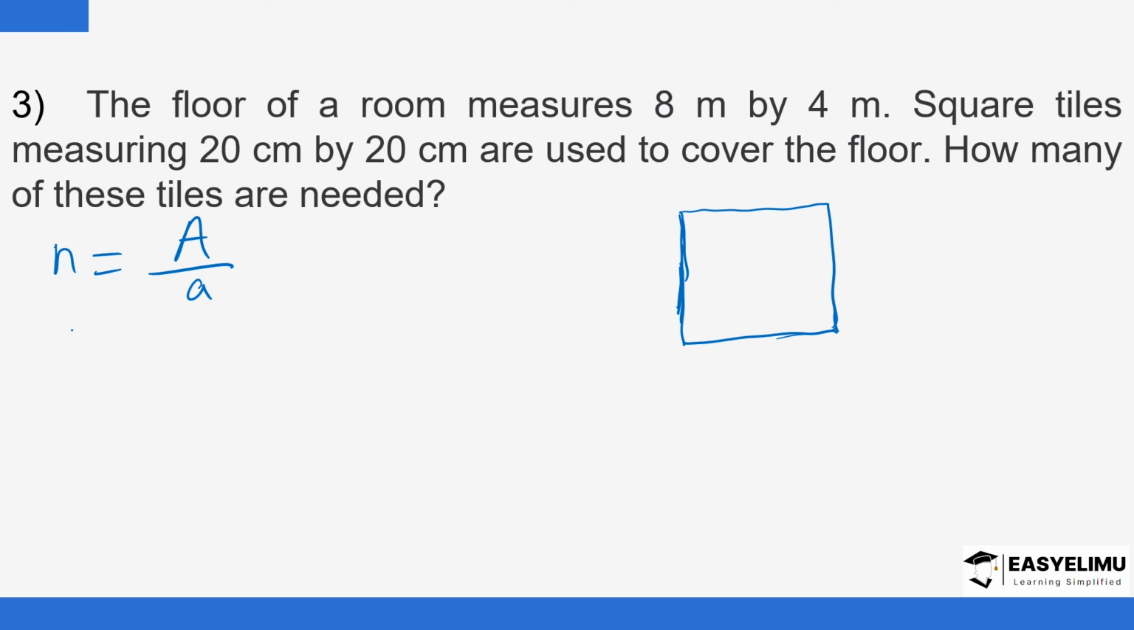So let's find capital A here, which is the area of the floor, which is length by width. The length is given as 8. But now these other measurements down here, remember we're going to divide the two.